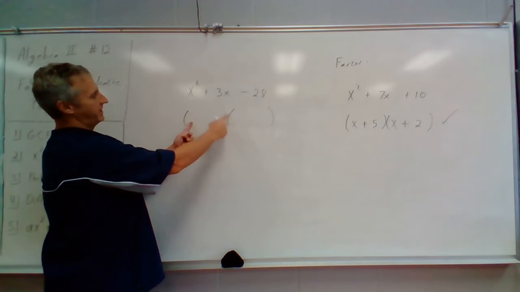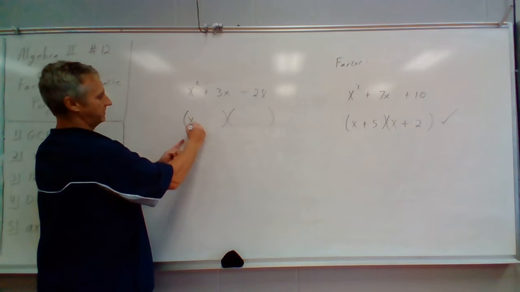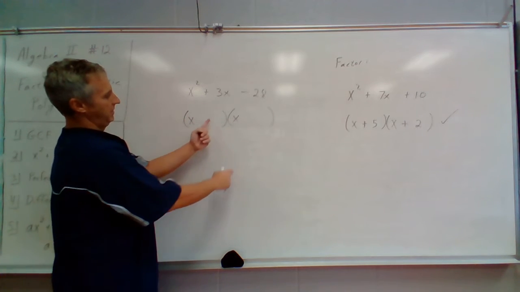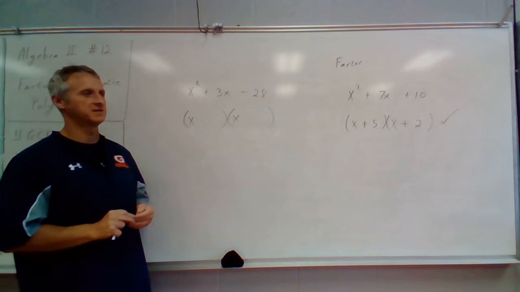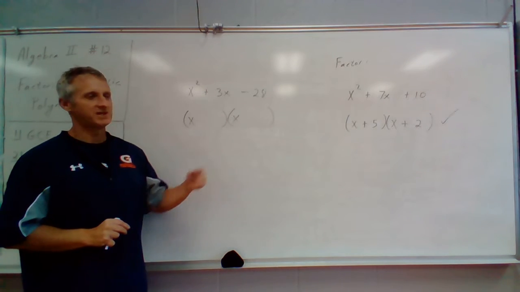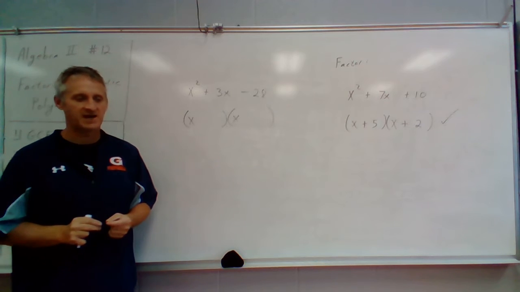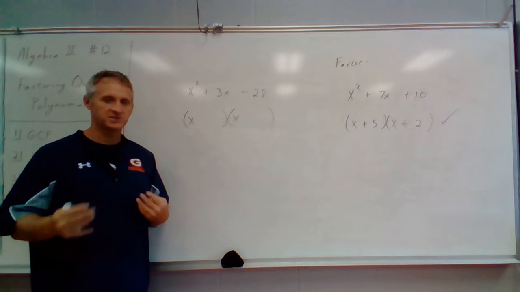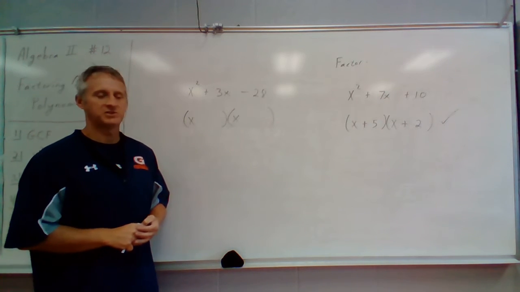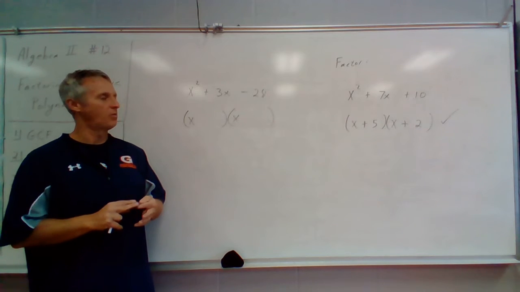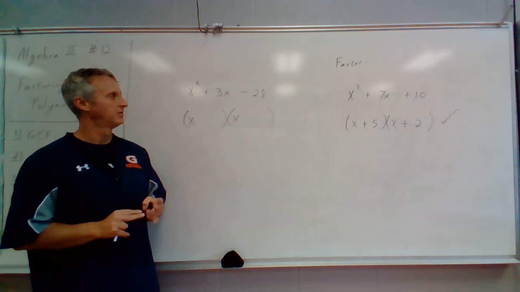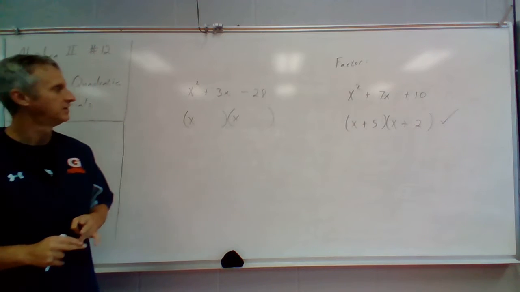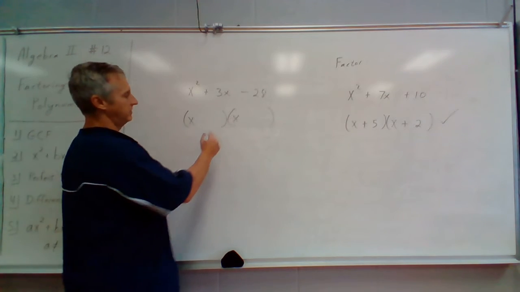So here and here, I will need an x to get the x squared. Here and here, I'll need 2 numbers that multiply to give me negative 28. So if these 2 numbers multiply to give me a negative 28, I know the signs have to be different. One needs to be plus, one needs to be minus. My choices to get a 28 are 1 and 28, 2 and 14, and 4 and 7. Let's try the 4 and the 7.